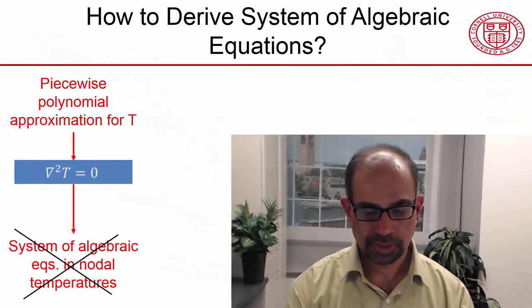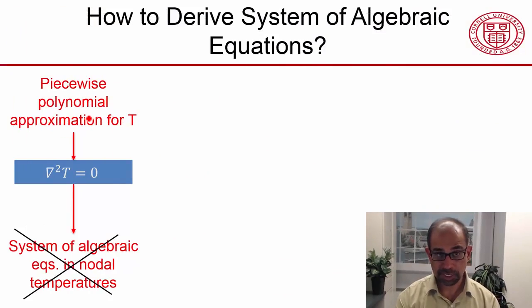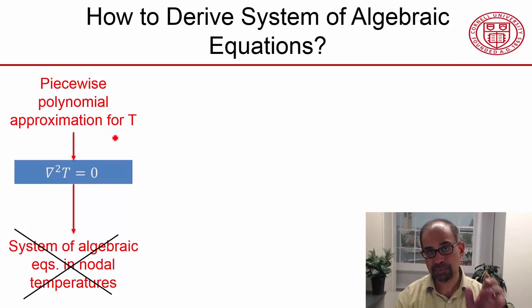How to derive the system of algebraic equations. We have our piecewise polynomial approximation for the temperature. That's an assumed shape that's constructed element by element. And if we plug it into the differential equation, we won't get our algebraic equations. As we saw in the 1D case, the same thing applies in 2D.